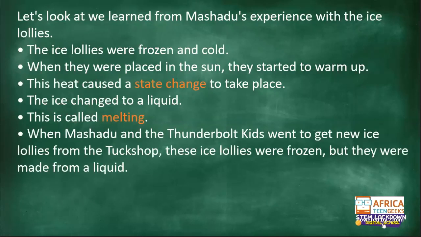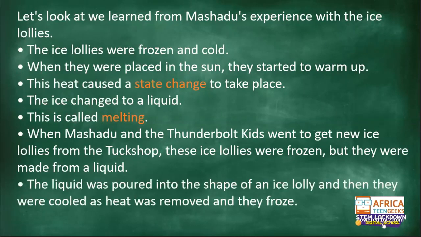Now, when Mashado and the Thunderbolt kids went to get new ice lollies from the tuck shop, these ice lollies were frozen, but they were originally made from a liquid. So remember, this is the reverse process. It started with a liquid, but to get it to be a solid, they had to freeze it. The liquid was poured into the shape of an ice lolly, and then they were cooled as heat was removed and they froze.